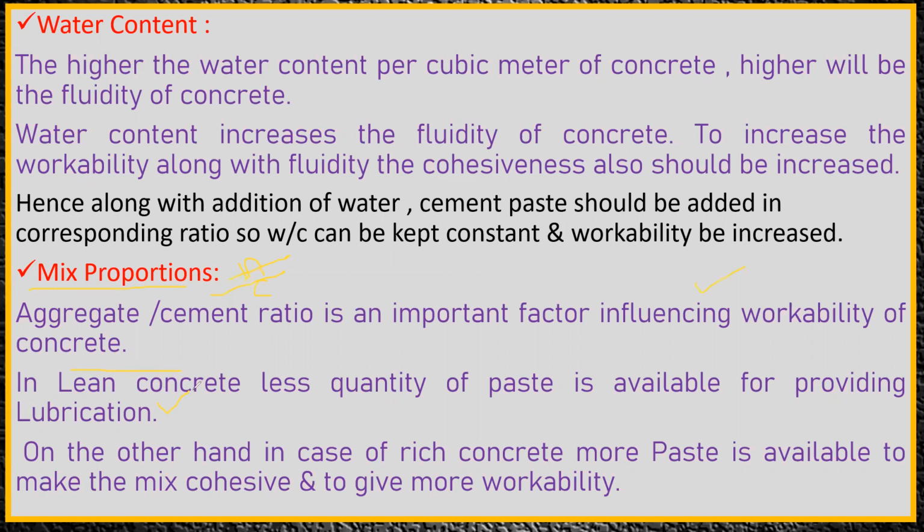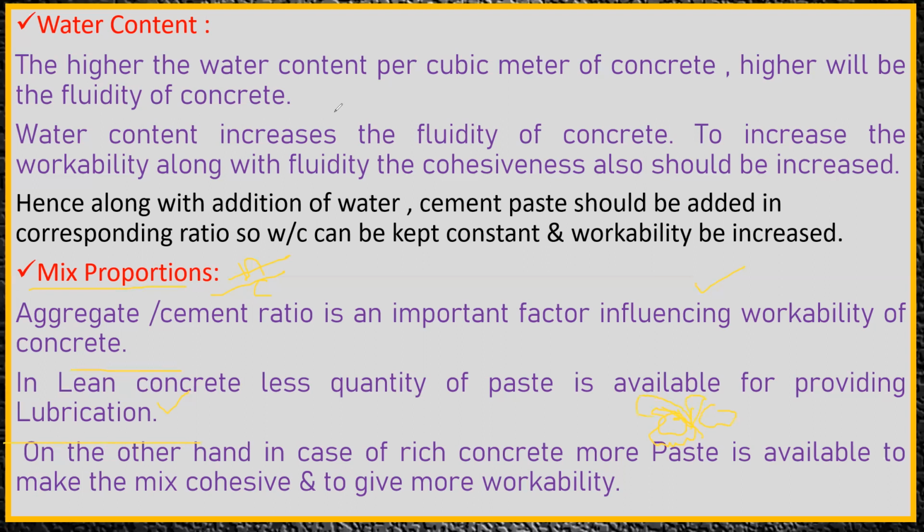Now, on the other hand, in case of rich concrete, more paste is available to make the mix cohesive and to give more workability. So when I say rich mix, you will have certain cement paste to cover the surface of the aggregate, and after that, more cement paste is still left. This extra cement paste will help you to achieve the workability, right? So this is the meaning of the first and the second point.